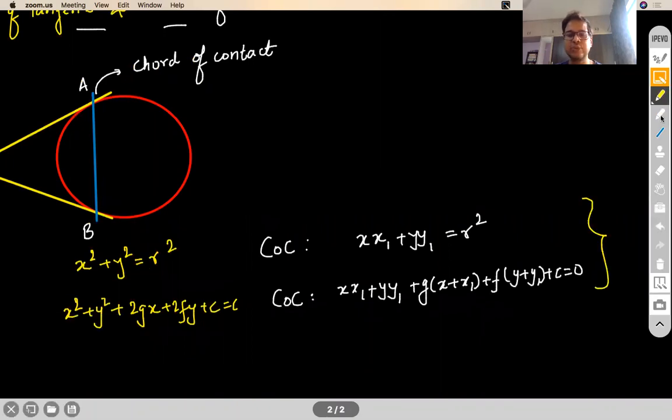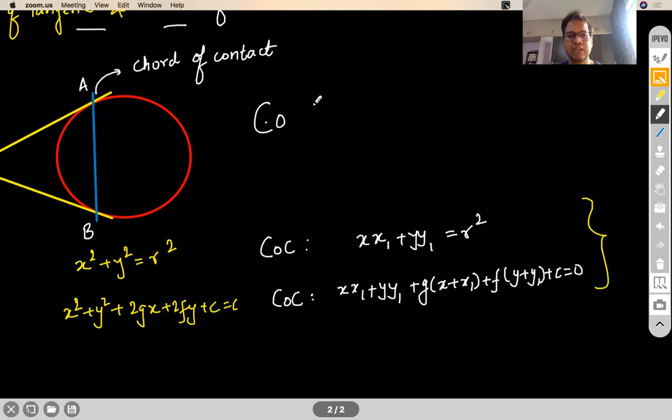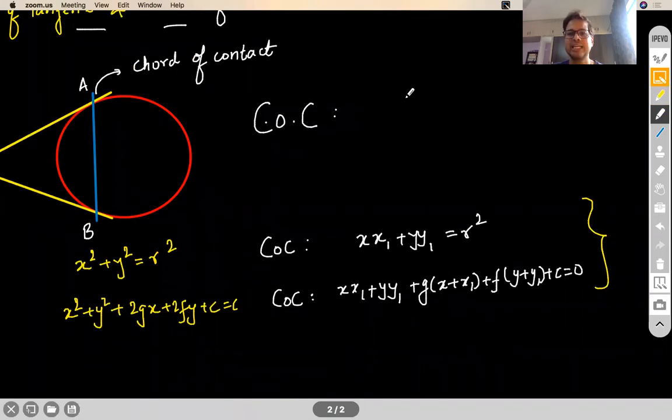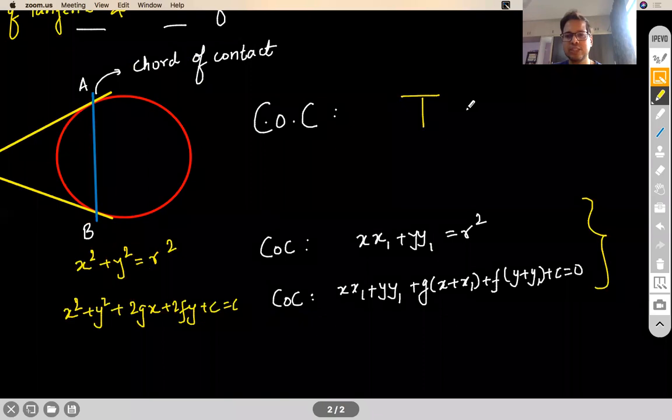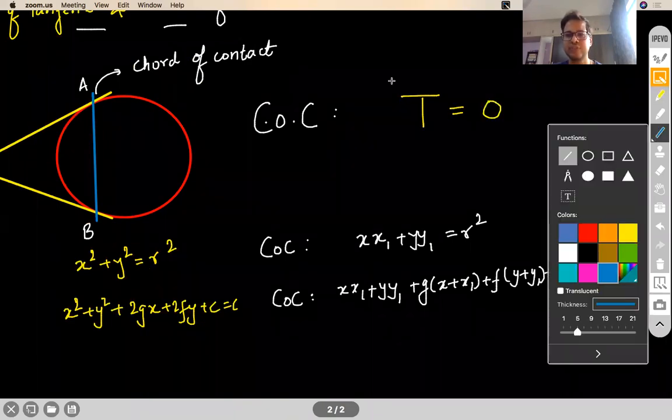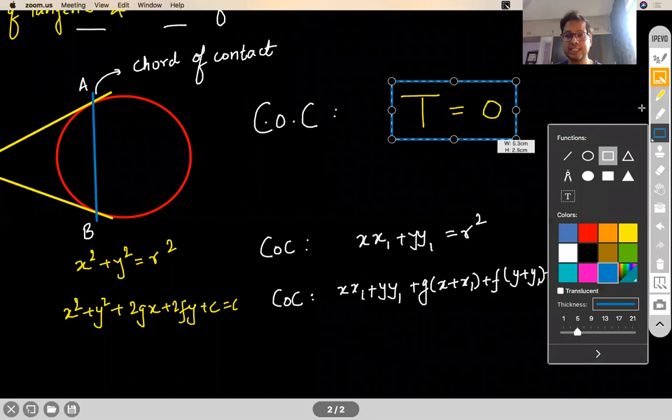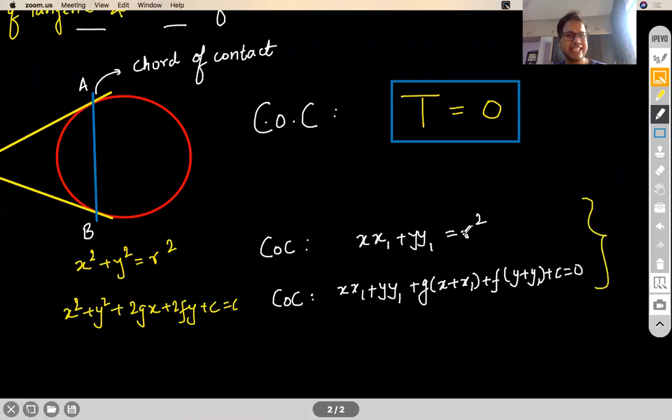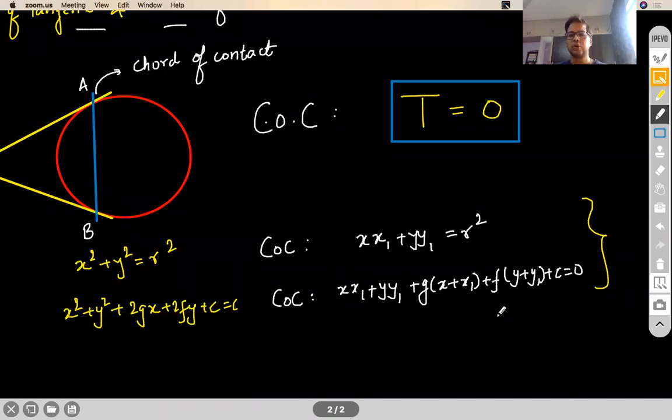Now, if you look at both scenarios, you realize that both hint at the fact that the equation of the chord of contact is given by T equal to 0. This is something you need to keep in mind, because if you know your circle, you know your S, and when you know your point, you know your T, just equate to 0 and you'll get the equation of this chord of contact. So now we'll do a bit of analysis on this.